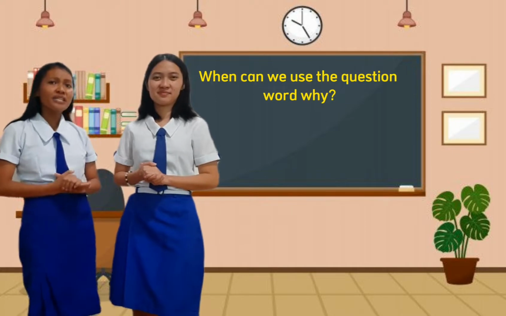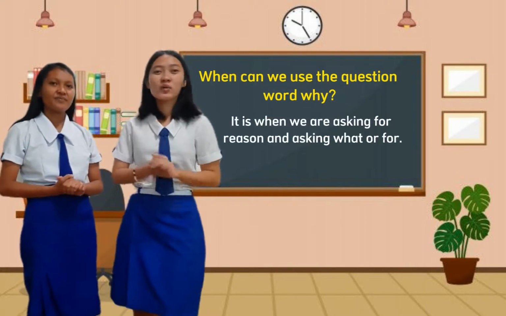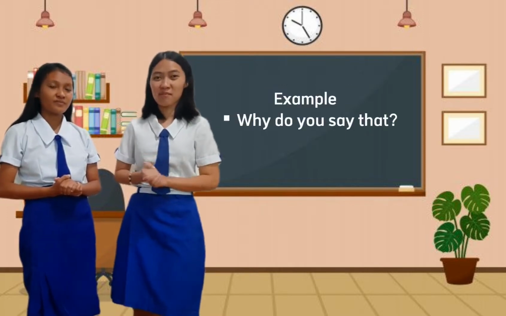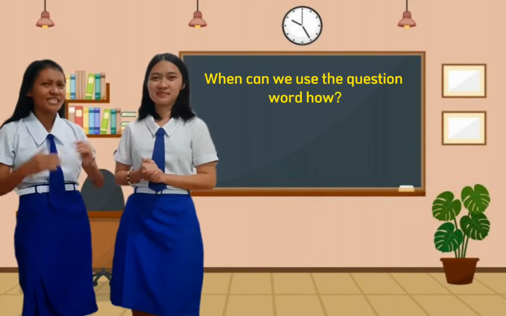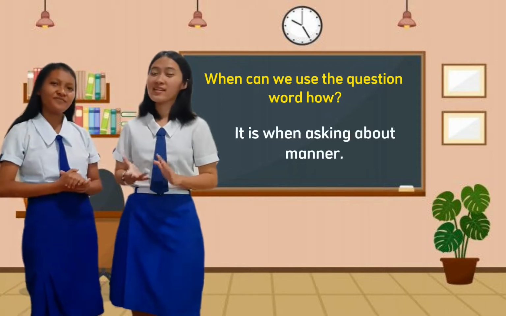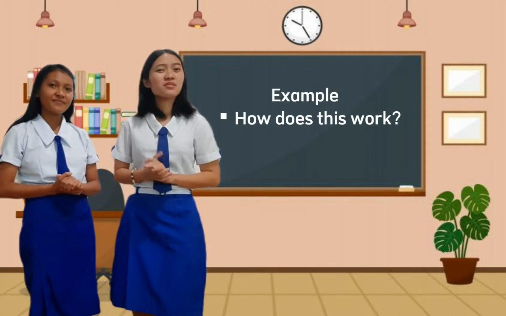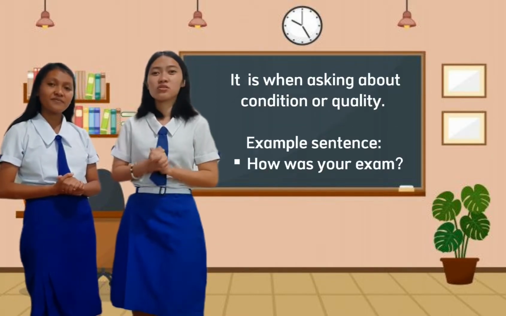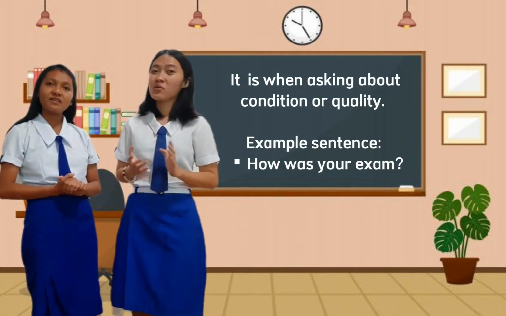Another. When can we use the question word why? It is when we are asking for reason, asking what for. Example, why do you say that? Okay, last. When can we use the question word how? Well, it is when asking about manner. Example, how does this work? And another use for that: it is also when asking about condition or quality. Example sentence, how was your exam?